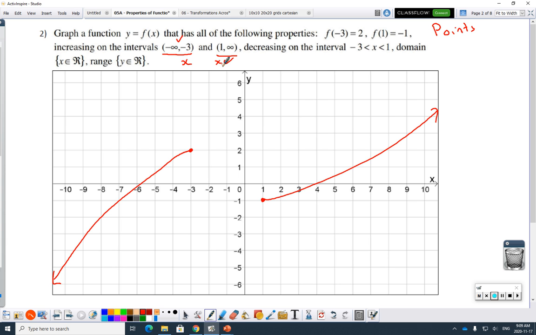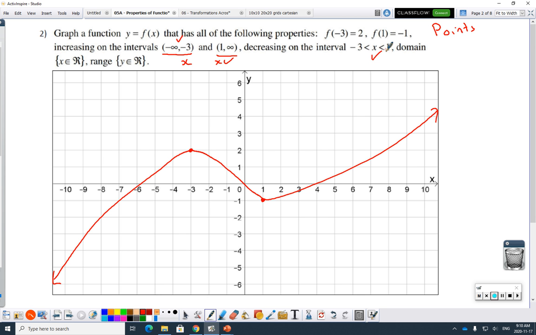And you've seen this before, and this was new yesterday. So it says from negative 3 to negative 1. So from x value negative 3 to x value 1. See, always x values on the interval. From negative 3 to negative 1, decreasing. So I got that. And then it says domain x element of reals.